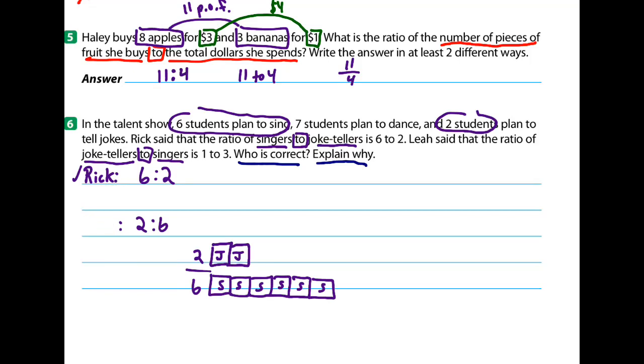Oh my gosh, did I just write Leak and not Leah? It's early in the morning and it's still summer vacation.